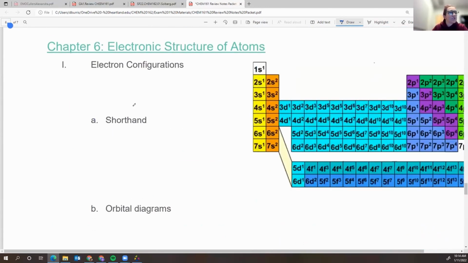On to electronic structure. Yes, you do need to remember electron configurations. That whole 1s2, 2s2, 2p6, so on and so forth, right? I put a little chart here, hopefully to help you out.